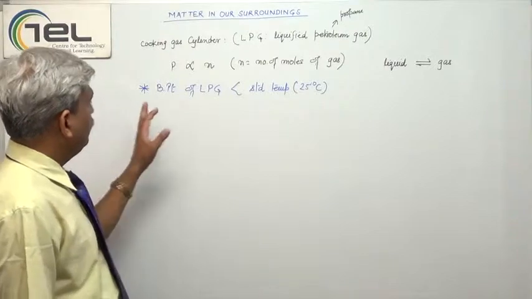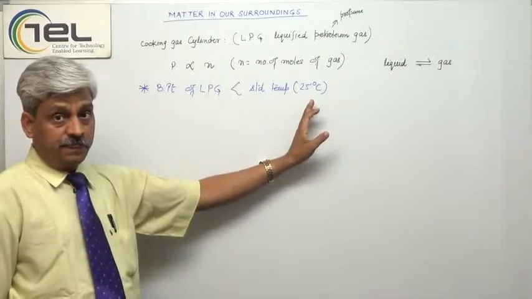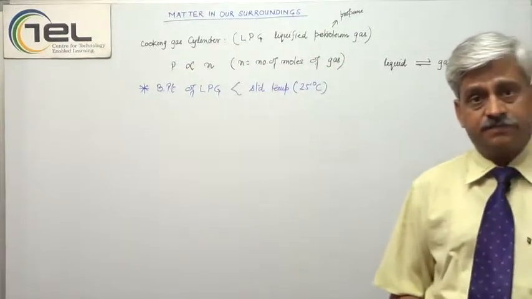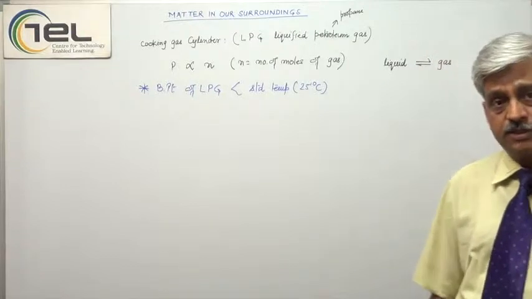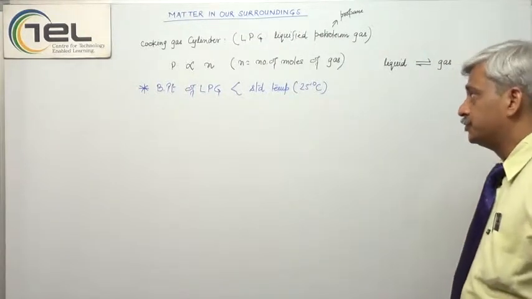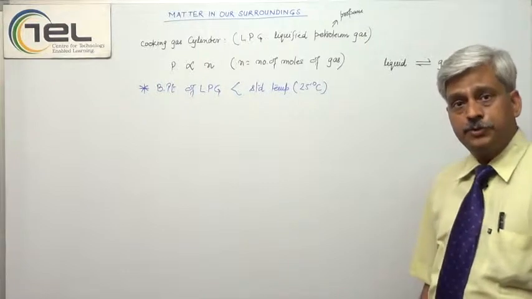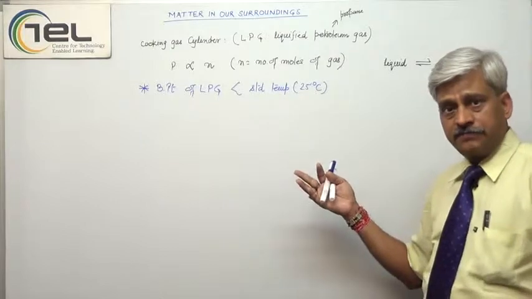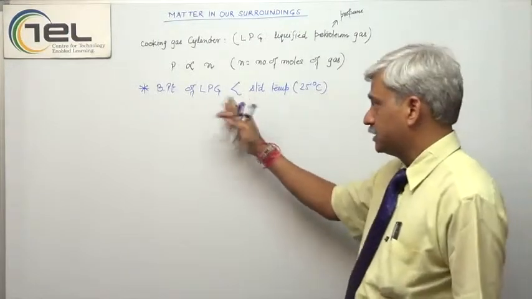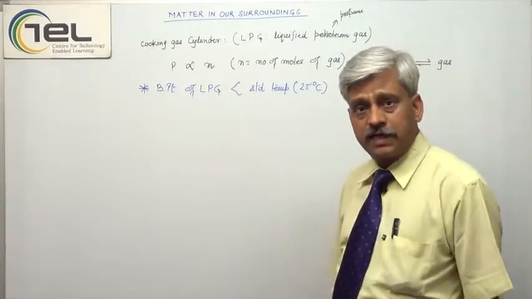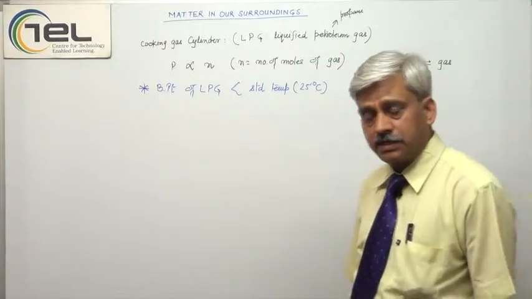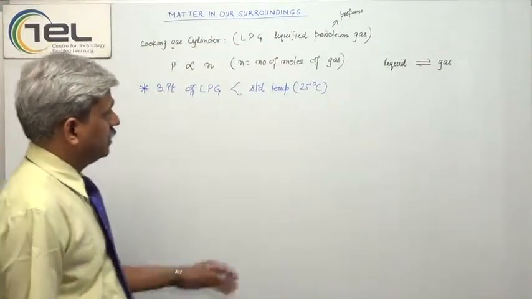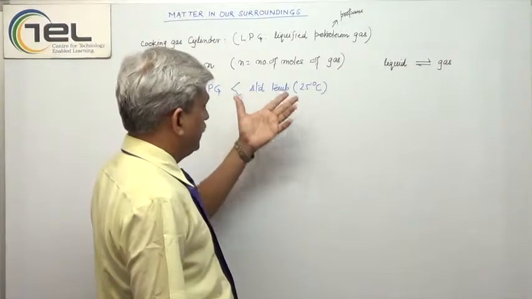Now, if the boiling point is greater than this temperature, then some of the gas will remain inside the gas cylinder in the liquefied state, and won't come outside. So, this scientific fact works for our value for money, we can say. If this thing is reversed, then we cannot use the whole of the gas that we have purchased in the gas cylinder, but because of this feature we can use the whole of the gas.